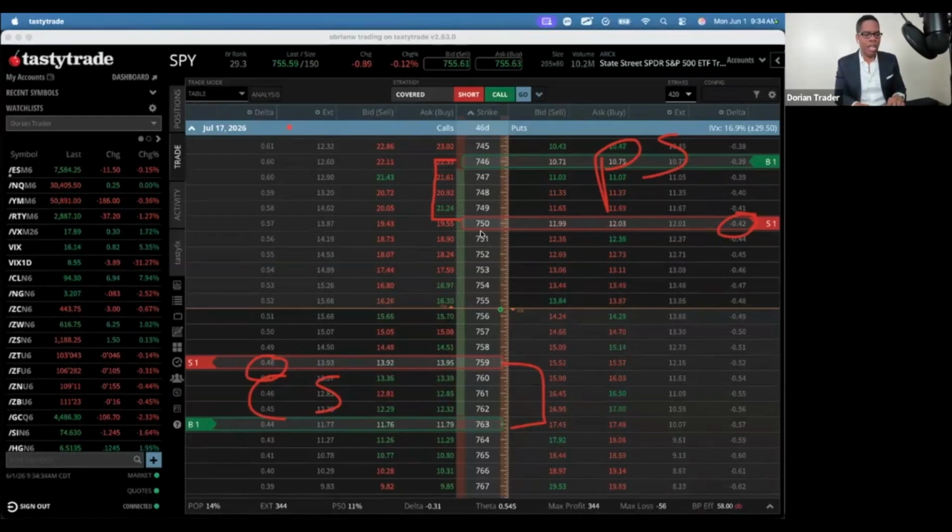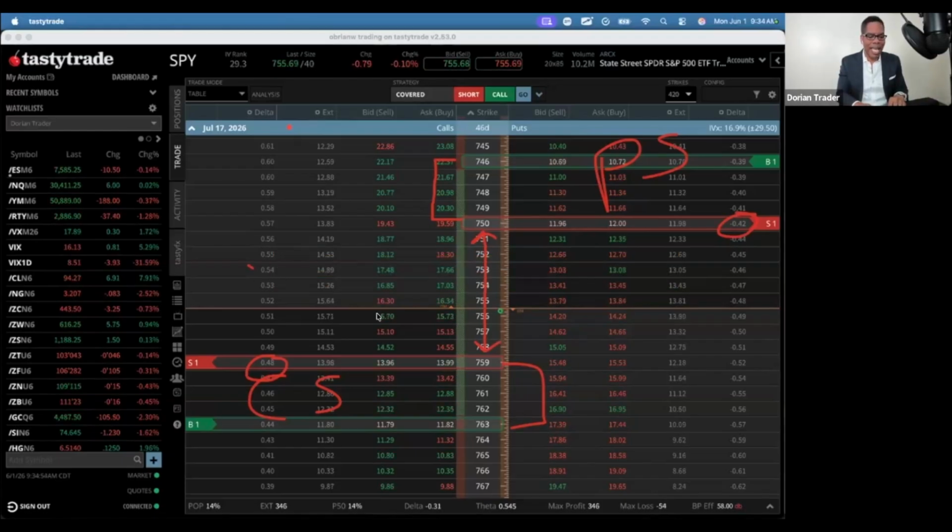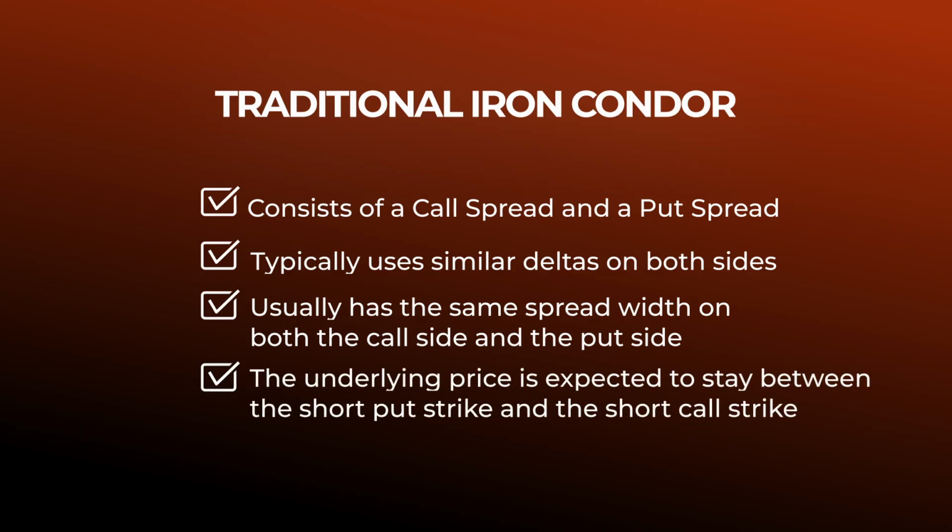And when you're doing an iron condor, you want it to stay in between the short leg on the put side, which is that 750 there, and the short leg on the call side, which is the 759. It's inherently neutral. All iron condors, even the no upside risk iron condor, are inherently neutral. You really want it to stay inside of this range here, in between the 750 and the 759. That's what you want it to do. Even with a no upside risk iron condor, you want it to stay in between your two short strikes, because that's where you're going to make the most money.